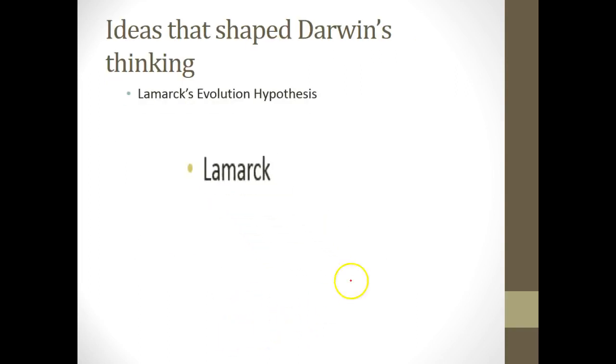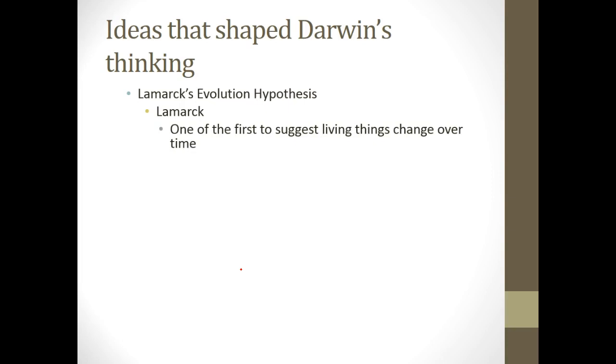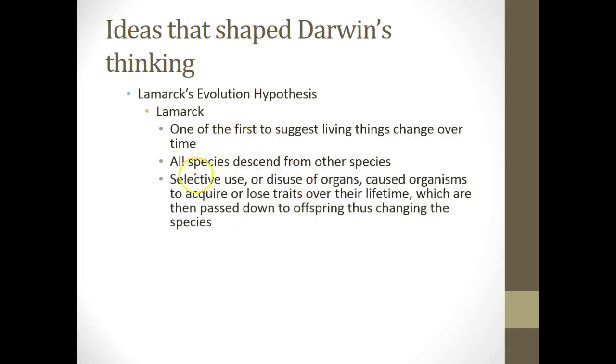Lamarck was the closest to what Darwin was trying to propose, but he had several flaws in his hypothesis. He was the first to suggest that living things change over time and that all species descend from other species, but he had this idea, which was wrong, okay? Selective use or disuse of organs caused organisms to acquire or lose traits over their lifetime, which are then passed down to offspring, thus changing the species. This part of his hypothesis was the most incorrect of everything he proposed, because we know that acquired traits cannot be passed on to offspring.